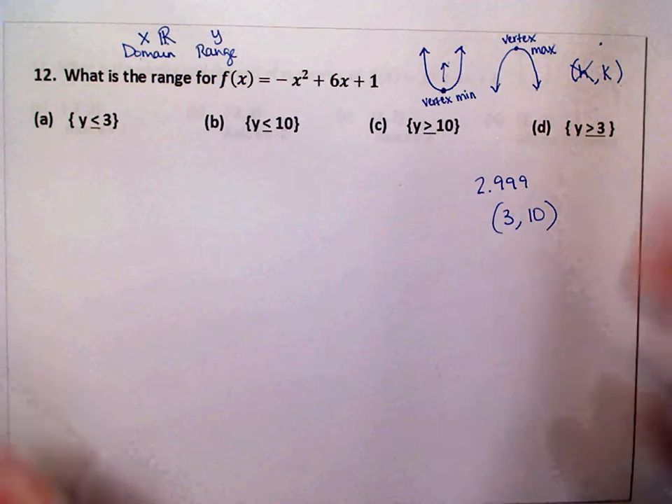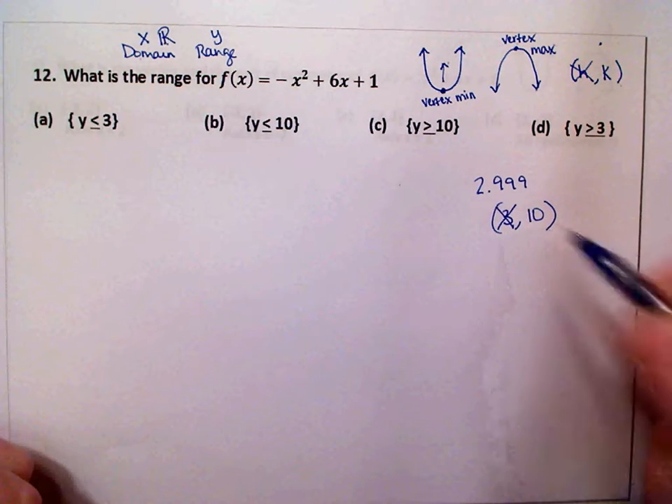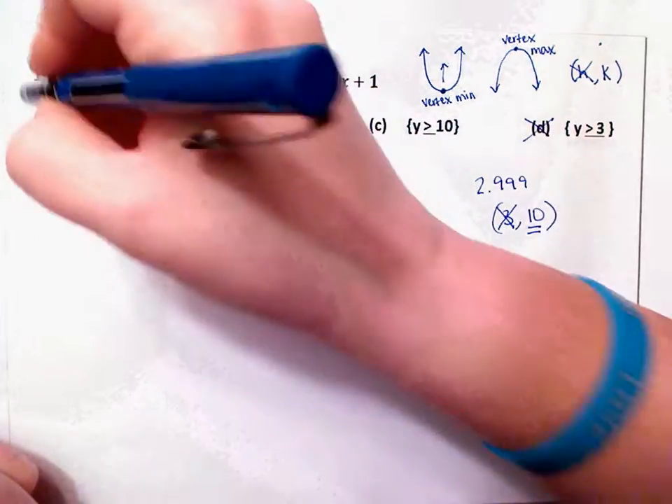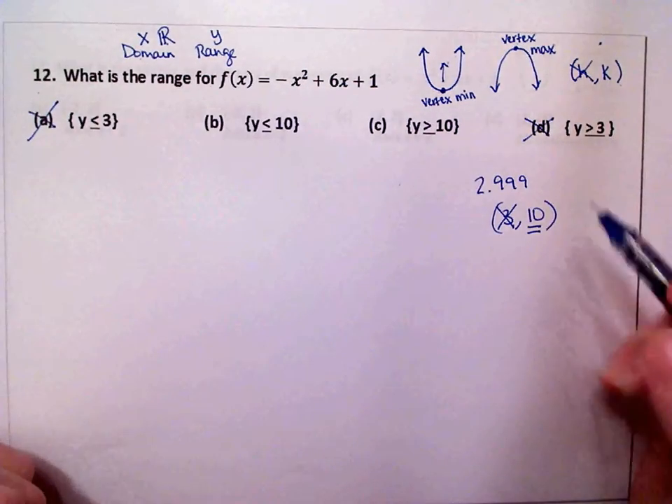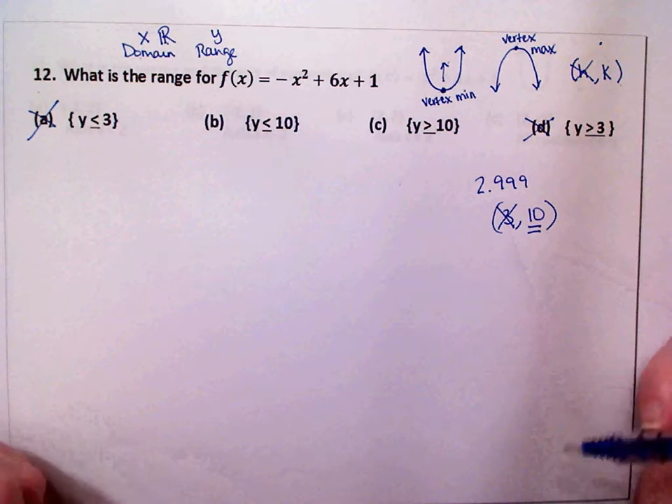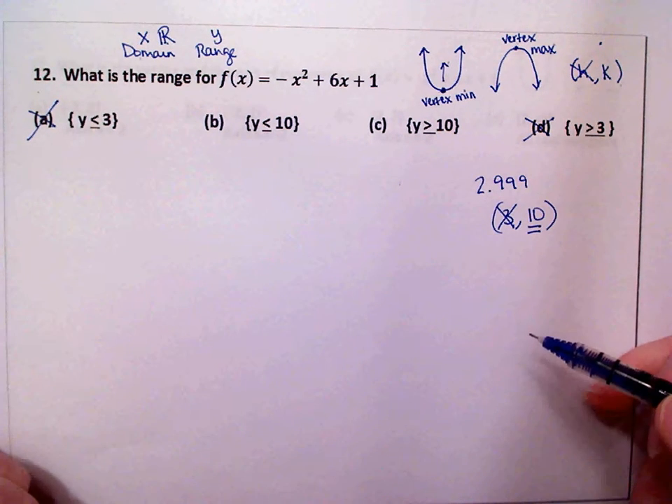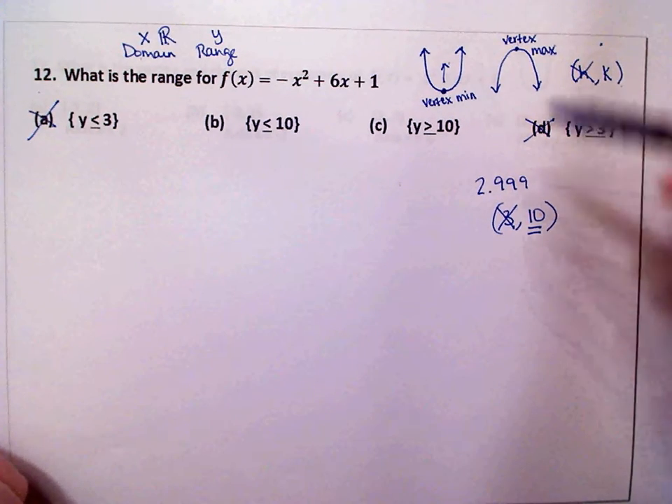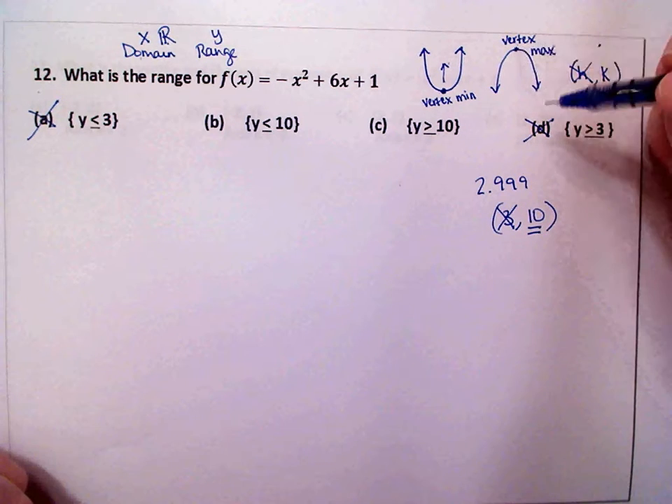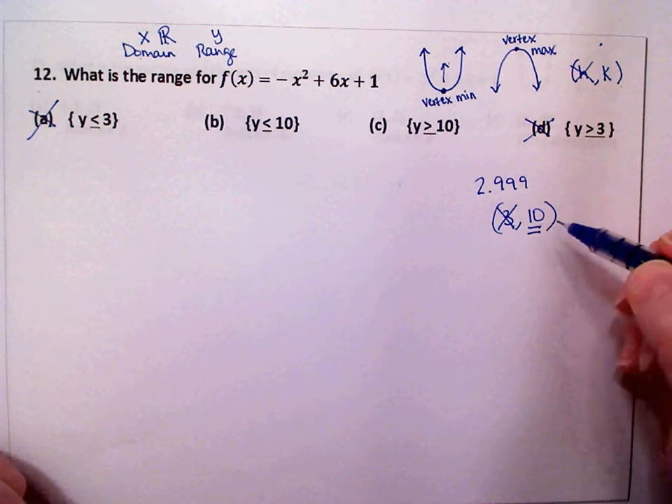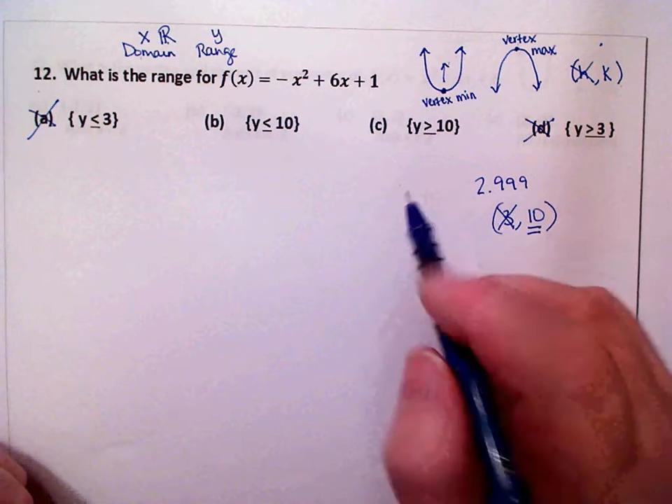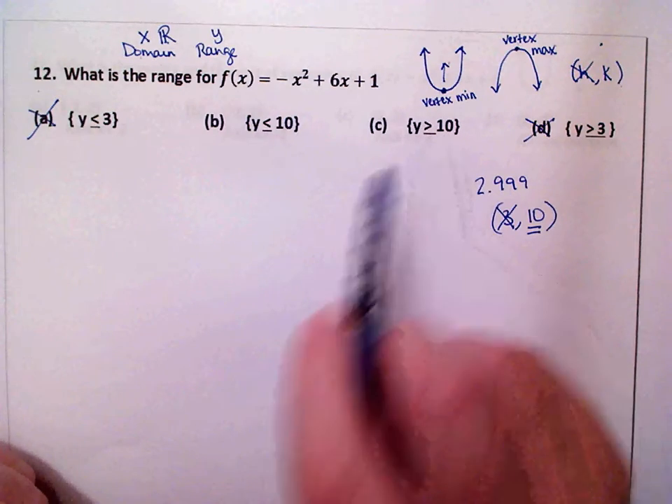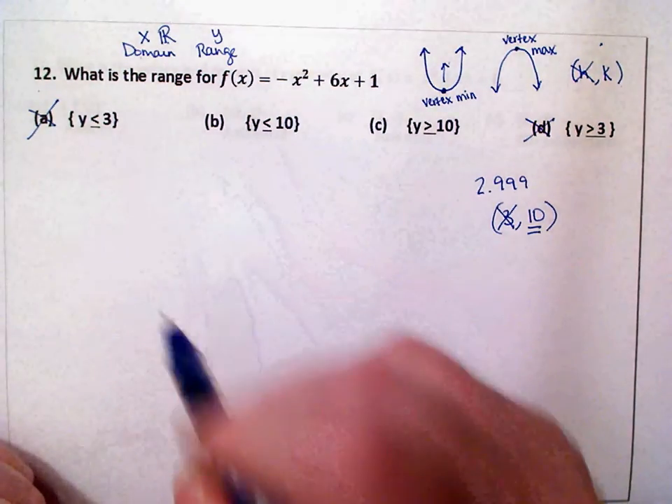Now remember, we're talking about range, so we don't care about the x coordinate. We only care about the y. So that already eliminates choices A and D, because the range has nothing to do with the x coordinate of the vertex. It's going to be 10 in this case. Now we just have to know which symbol to use, less than or equal to or greater than or equal to. Well, since our vertex was at the top, it's the highest that y can be. Y can be 10, but it cannot be higher. So we wouldn't say y is greater than or equal to 10 when 10 is as high as it can get. The correct symbol would be y is less than or equal to 10.